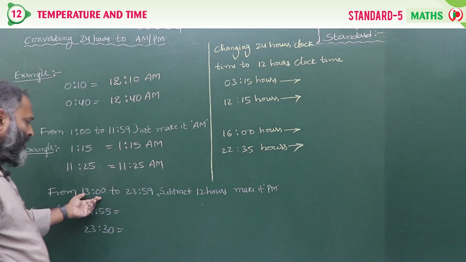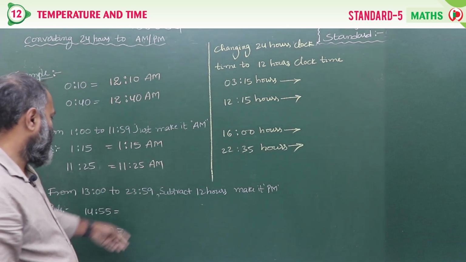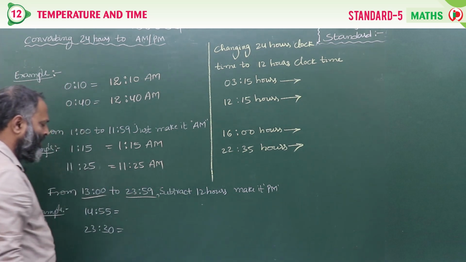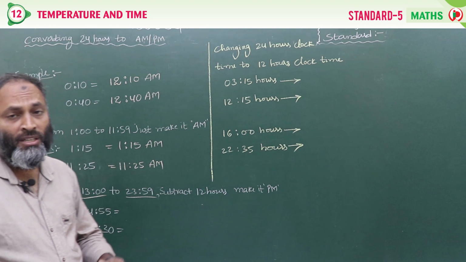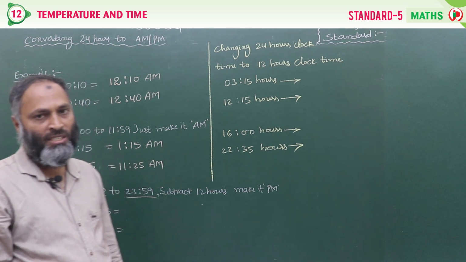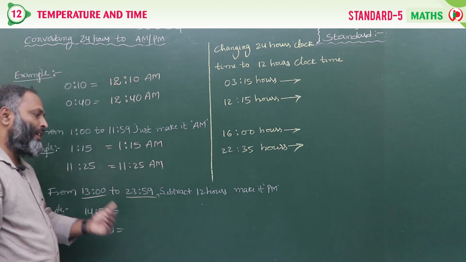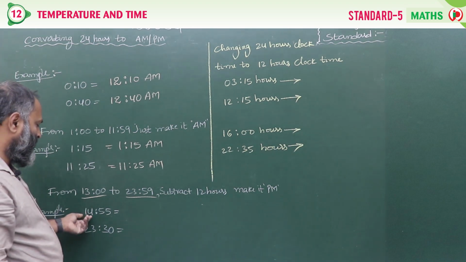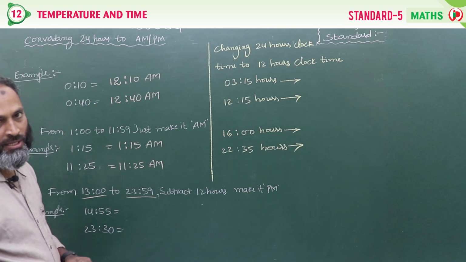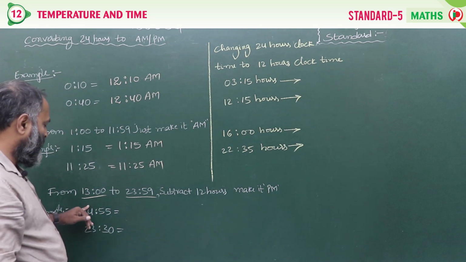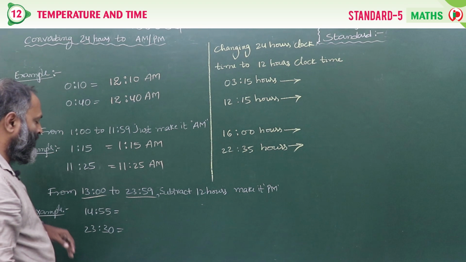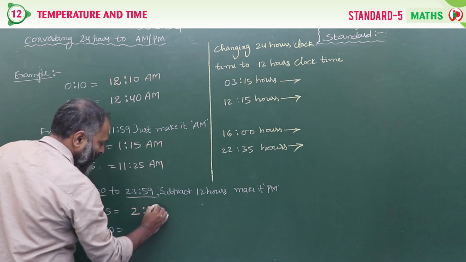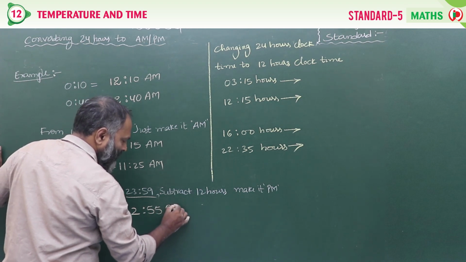Now from 13 to 23:59, if the time is from 13 to 23:59, then we should subtract 12 from the hours. Then after that write PM. So here 14 is more than 13, which means we should subtract 12 from 14. 14 minus 12 is 2. Then minutes as it is, 2:55 PM.